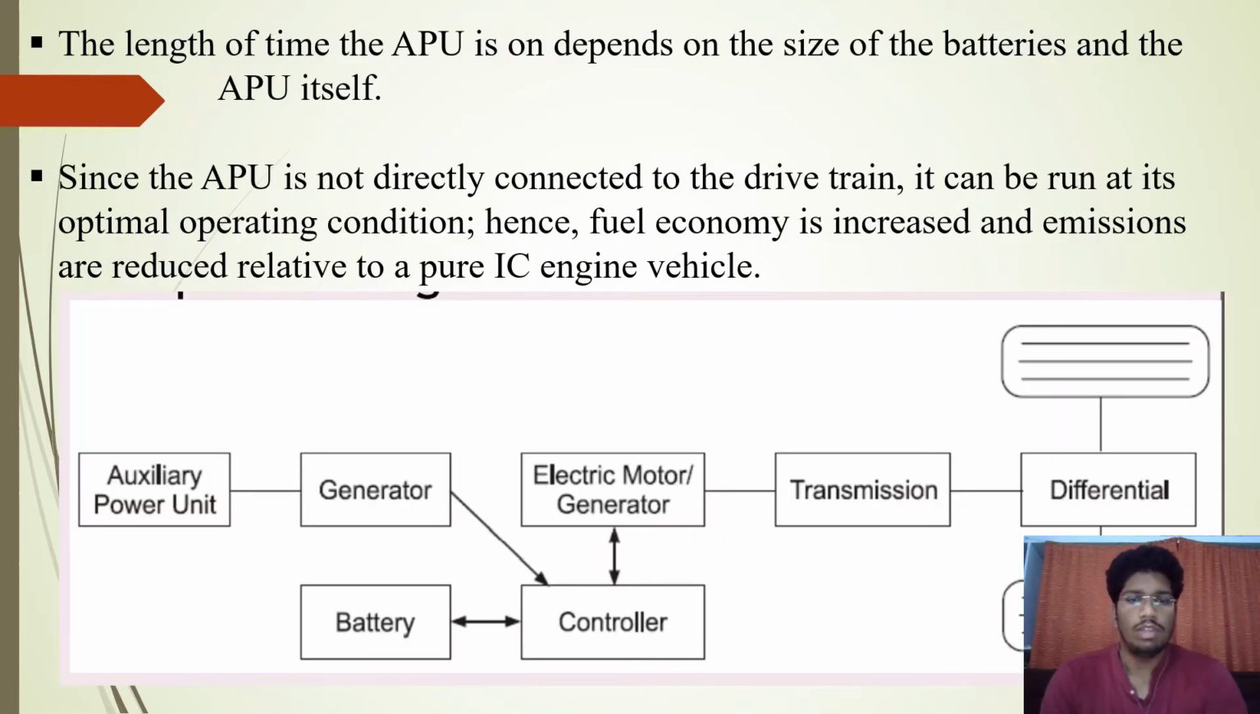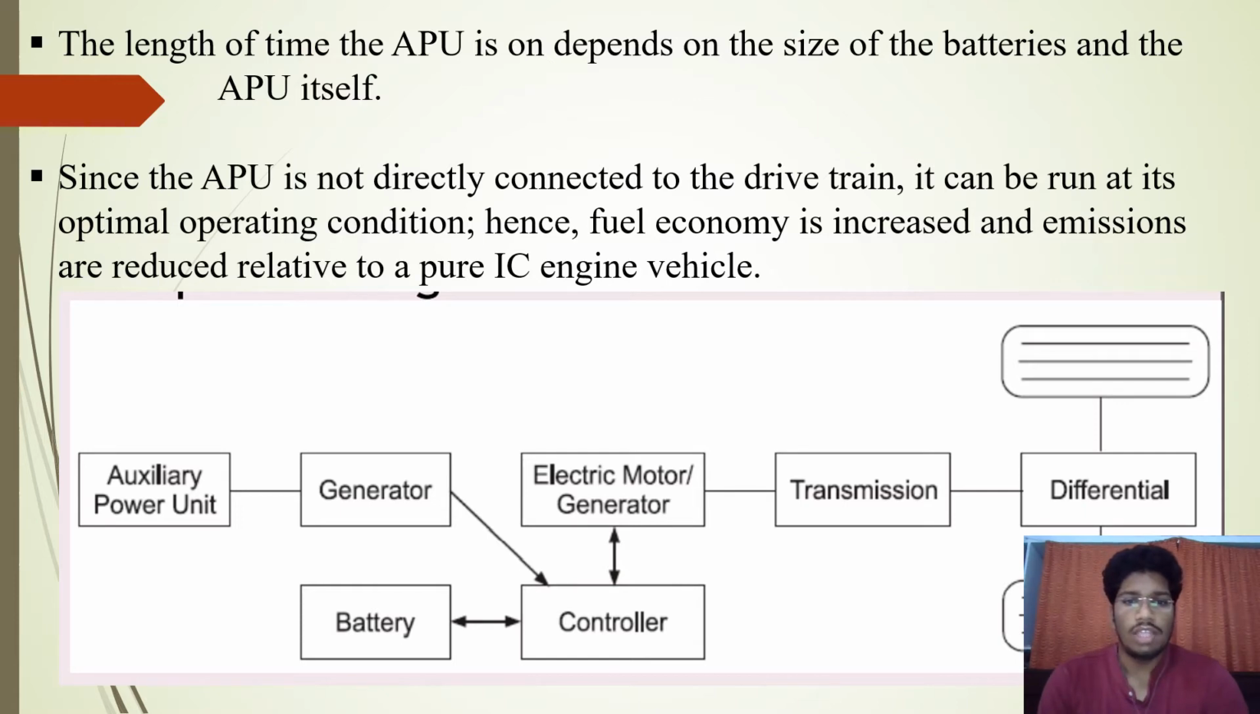The length of time the APU is on depends on the size of the batteries and the APU itself. Since the APU is not directly connected to the drivetrain, it can be run at its optimal operating conditions. Hence, fuel economy is increased and emissions are reduced relative to a pure IC engine vehicle. As you can see, the auxiliary power unit is directly connected to the generator and to the controller, through which the electric motor or generator is connected in series with the transmission.